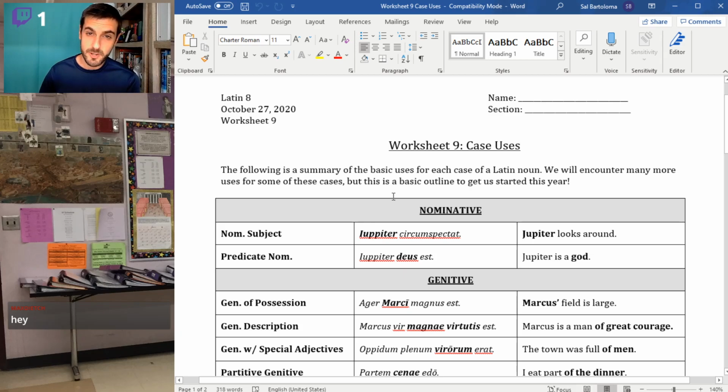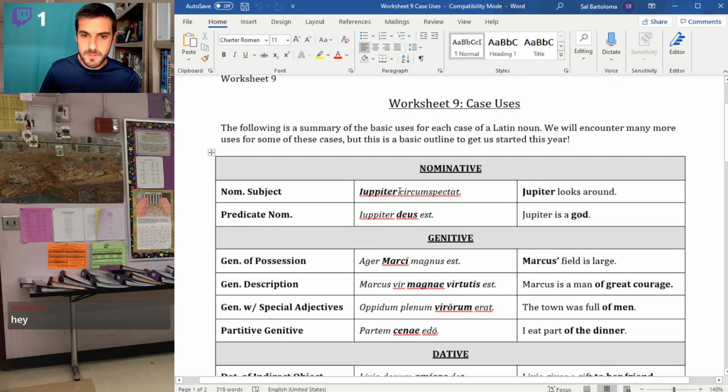This worksheet's weird because the front of it, you really don't have anything to do, right? So just follow along with me as I go sentence by sentence. Starting with the nominative case, we said the nominative is the subject and anything related to the subject. So that one's pretty straightforward.